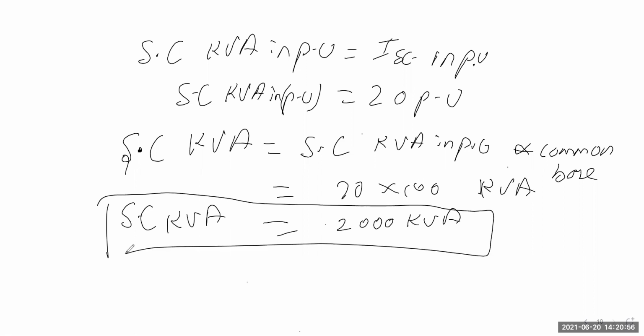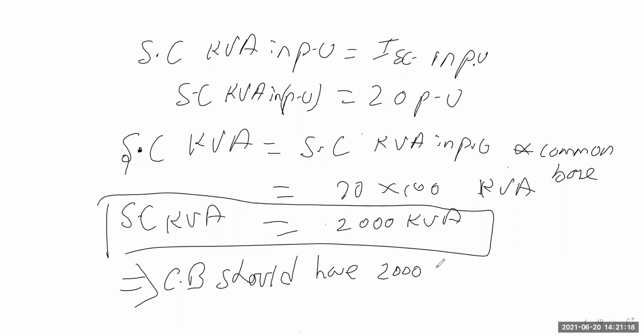Now, in the earlier figure I have taken CB, right? So regarding this, we could assume the circuit breaker should have 2000 kVA breaking capacity. This is what it should be. It should have this breaking capacity.